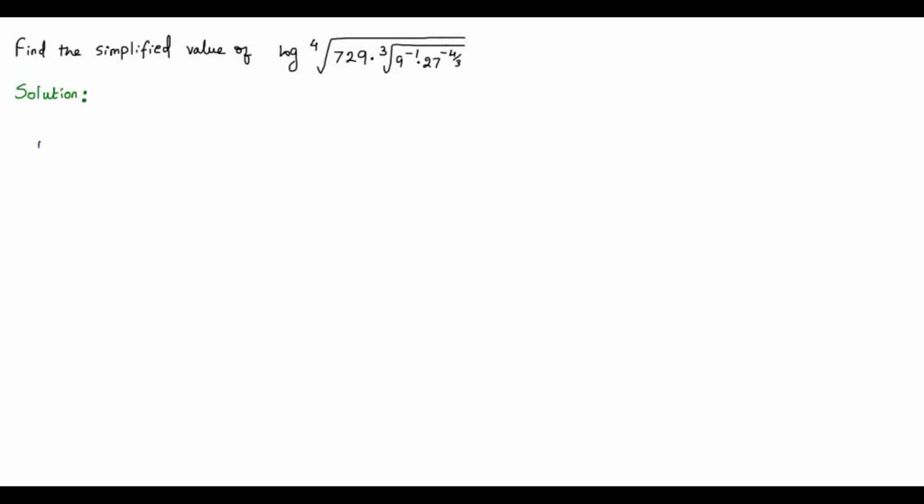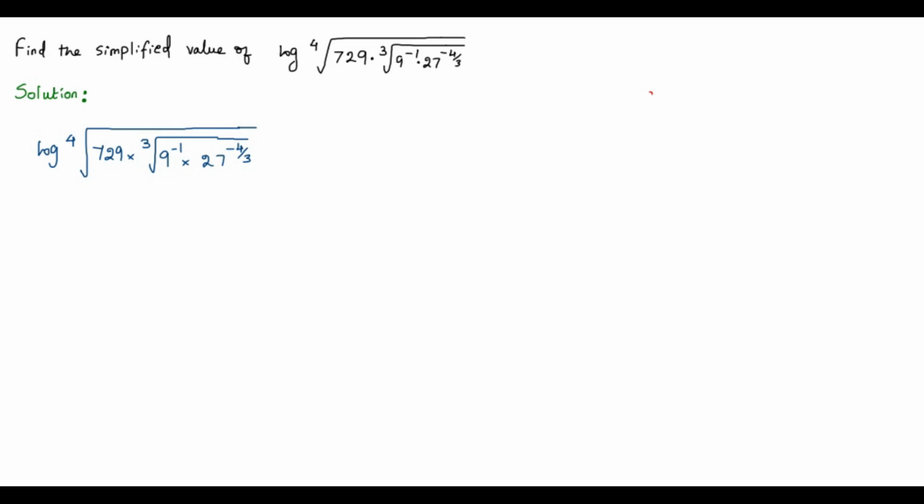So that is we have to find the value of the logarithm 4th root of 729 times a cube root of 9 to the power of minus 1 times 27 to the power of minus 4 by 3. Okay, to get the simplified value for this one, in the first step, I am going to simplify this particular part separately.